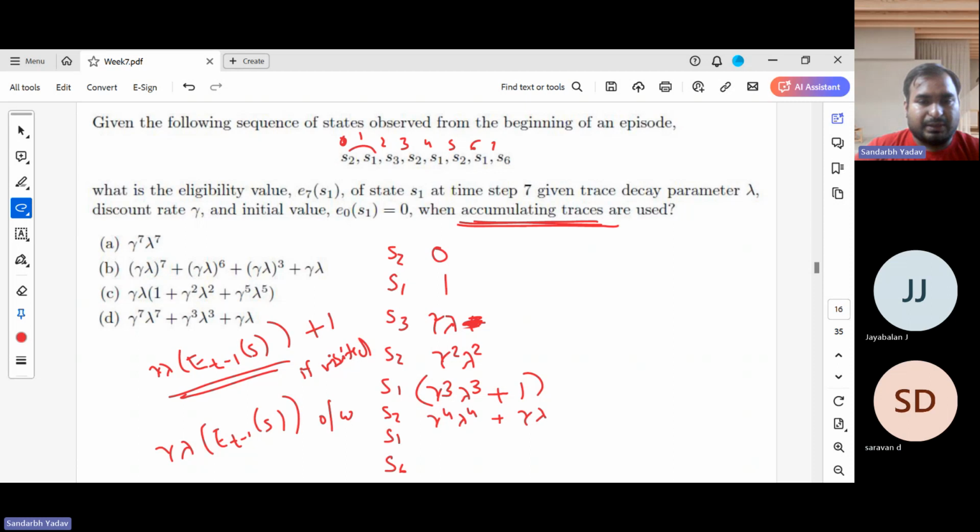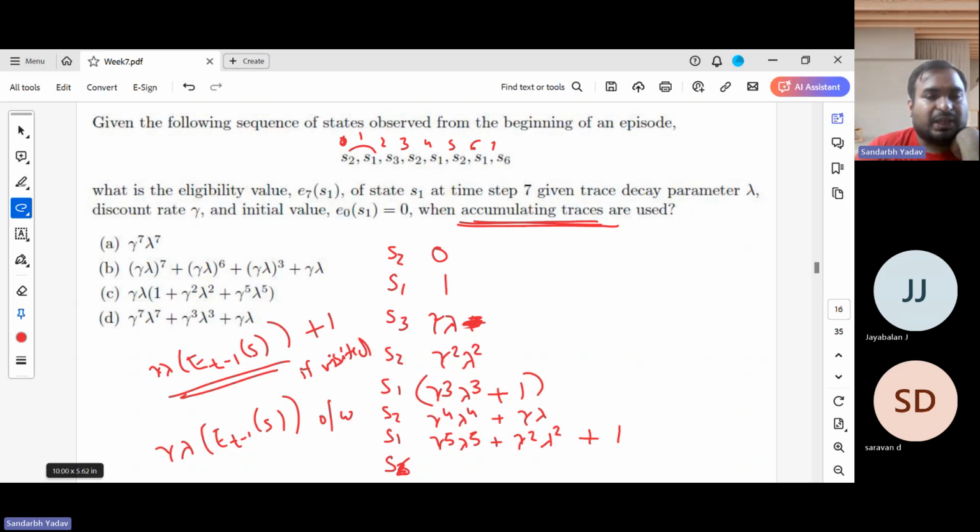Now we are moving to S1. So this time we are visiting, right? So we will first multiply and then add 1 also. After multiplying, we will get gamma 5, lambda 5 plus gamma square, lambda square, and then we will add plus 1. Okay, so now we have reached almost the penultimate step. This is S6. We have written S2, S1, S3, S2, S1, S2, S1, S6. Either way, it's different from S1. It doesn't matter much whether it's S6 or S2.